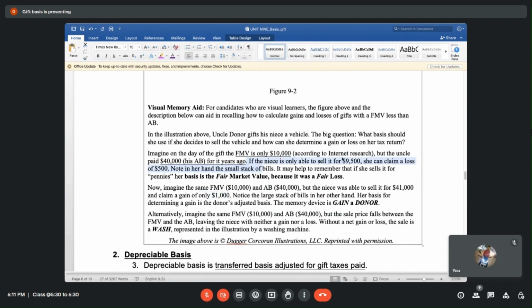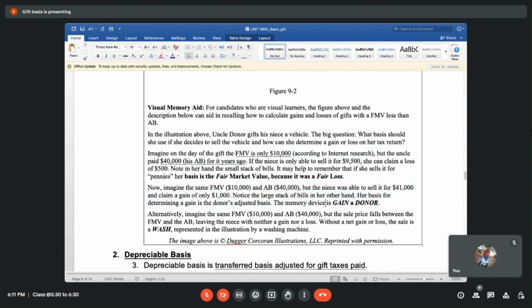It's not like she's able to compare this 9,500 with 40,000 and claim 30,500 as the loss. No, the IRS is not allowing that. The IRS is saying you cannot claim so much loss. When you got it, it was $10,000, so only $500 of loss will be allowed. But the same fairness they're showing at the time of having a gain.